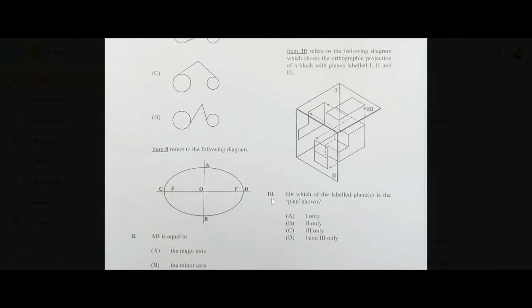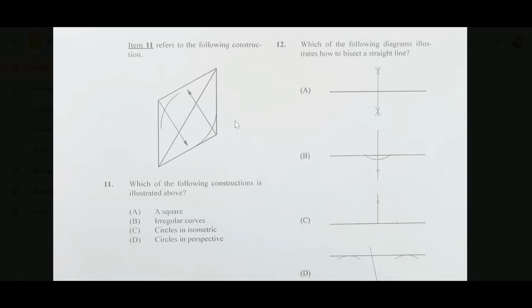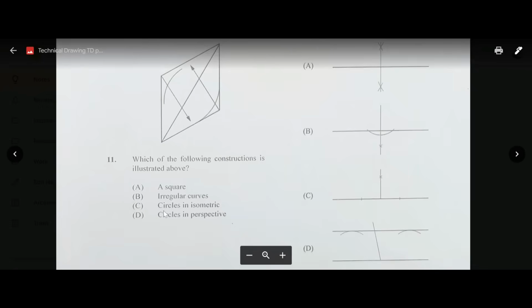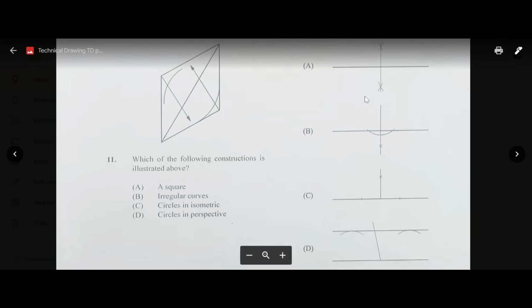Number 10, on which of the labeled planes is the plan shown? So we can see all the sides here. We know that the plan is the view from above. So the plan would be on plane number 3. So the answer is C, 3 only. Number 11, which of the following constructions is illustrated above? This is circles in isometric. So this is C, number 11, C.